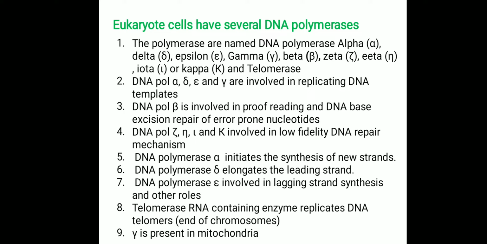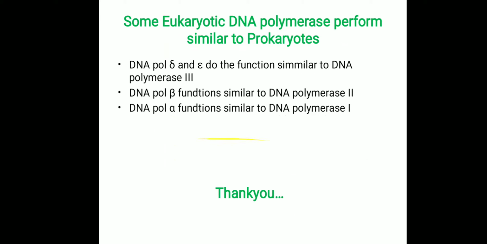DNA polymerase alpha initiates the synthesis of new strands, and DNA polymerase delta elongates the leading strand. DNA polymerase epsilon is involved in lagging strand synthesis and other roles. And finally, another enzyme called telomerase. This is an RNA containing enzyme that replicates the DNA telomeres at the ends of the chromosome. This is essential to maintain the stability of chromosomes. And polymerase gamma is present in mitochondria and carries out the replication process in the mitochondrial genome.